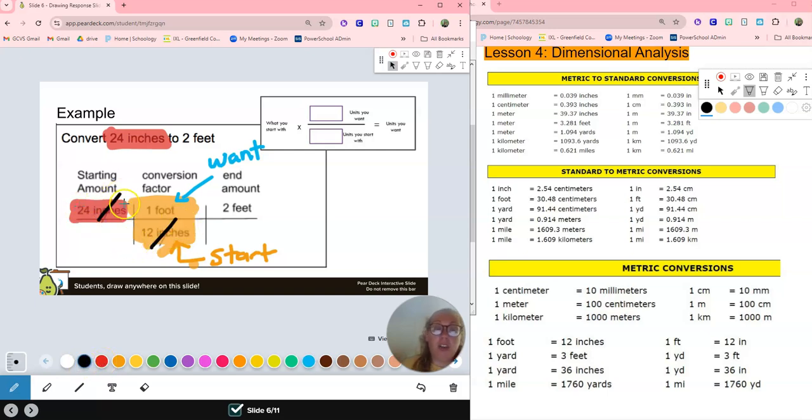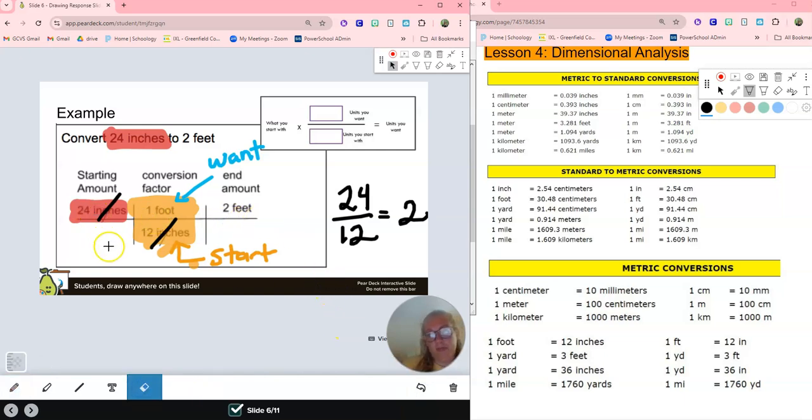And when we multiply across, we have 24 times 1 gets us 24, and 1 times 12 gets us 12. 24 divided by 12 gets us 2. And the only unit that is left is feet. So 2 feet is the same as 24 inches. Okay.